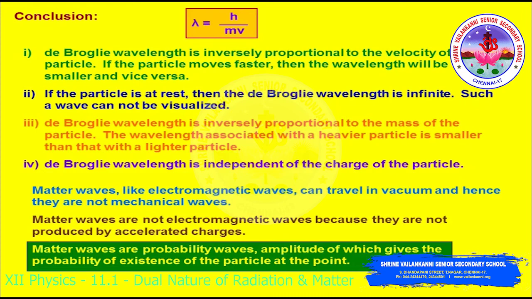Matter waves, like electromagnetic waves, can travel in vacuum, and hence they are not mechanical waves, right? And matter waves are not electromagnetic waves because they are not produced by accelerated charges. Finally, he said matter waves are probability waves, the amplitude of which gives the probability of existence of the particle at that particular point. So these are all the conclusions he gave for his explanation.